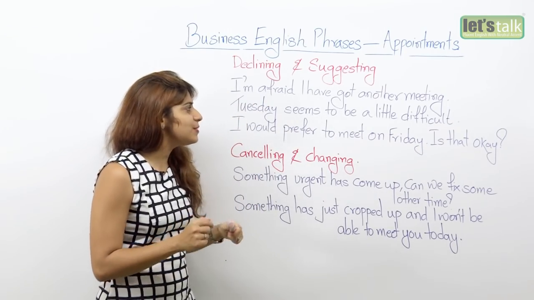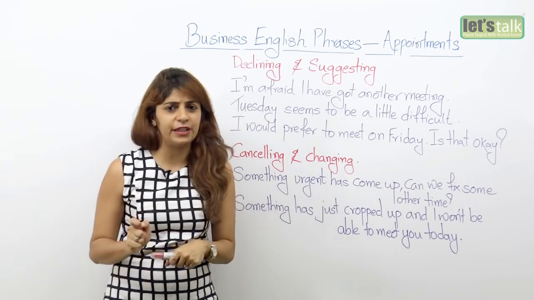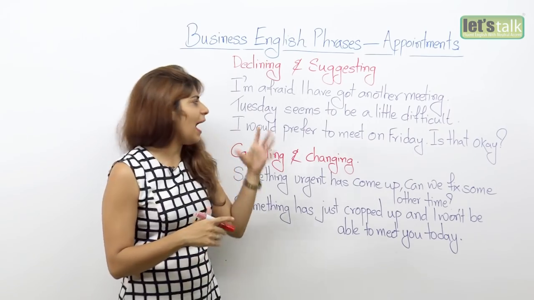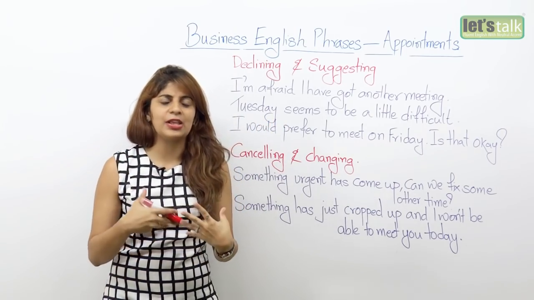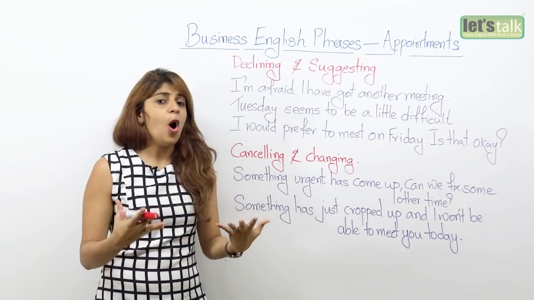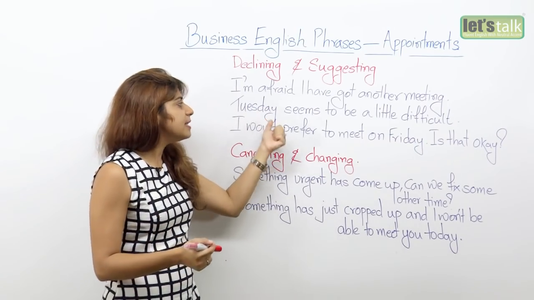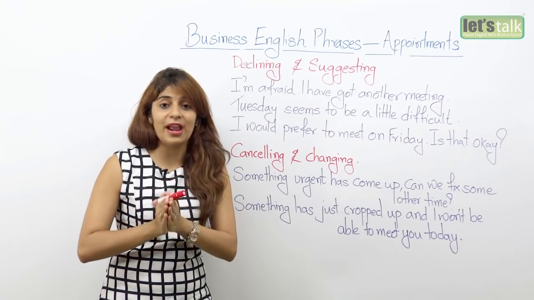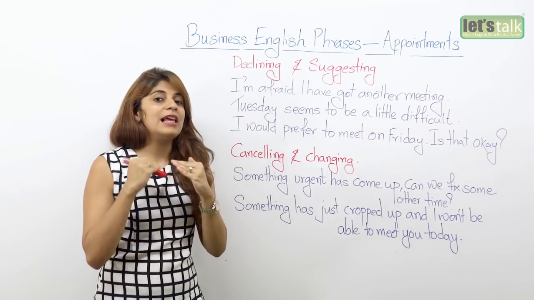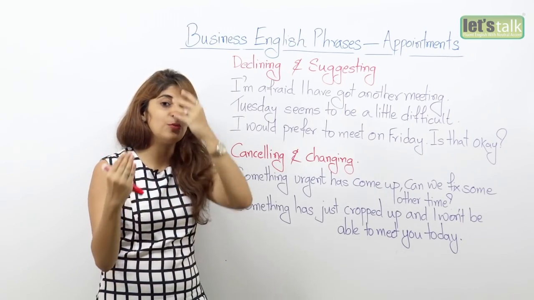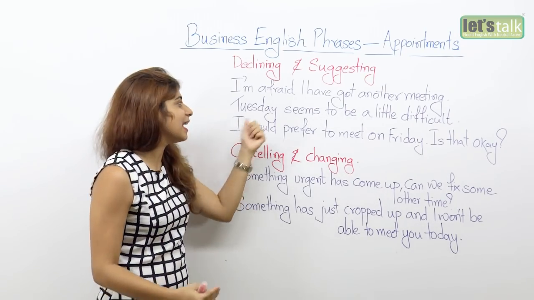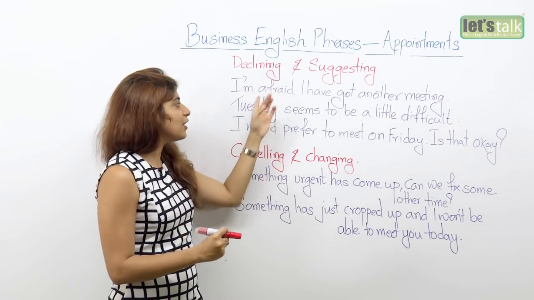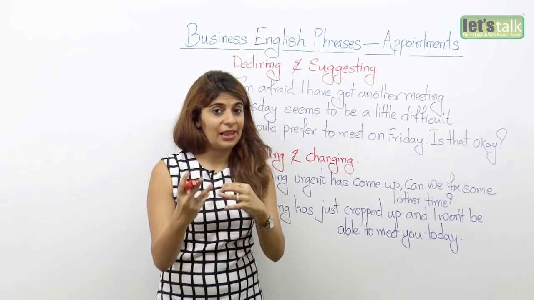Another way, Tuesday seems to be a little difficult. Now, maybe you are busy on Tuesday. You have some meetings, or probably you are going to meet someone on a Tuesday and this time doesn't suit you. So rather than again saying a direct no, you would give the person who has requested to meet respect, and say, Tuesday seems to be a little difficult. Okay, so these are the two phrases that would help you to decline.